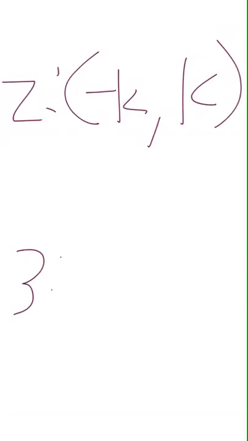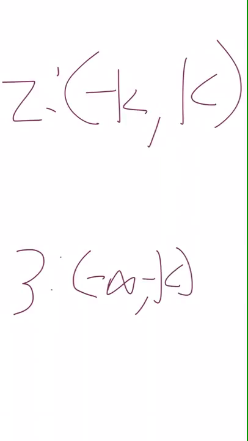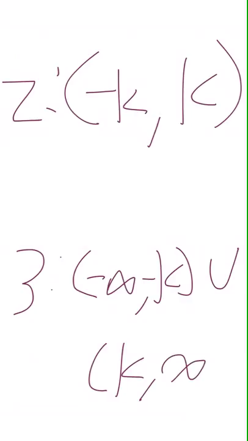It'd be the interval from negative k to positive k. And for case 3, when you have the absolute value of x is greater than k, you saw how the intervals were going off in opposite directions, so that'd be from negative infinity to negative k, unioned with the interval from k to infinity.